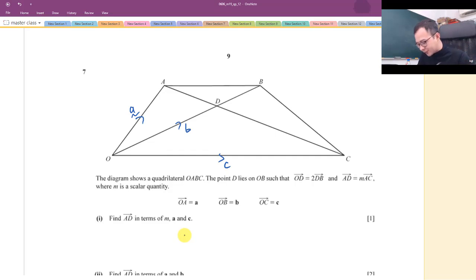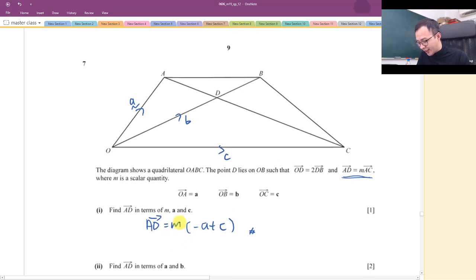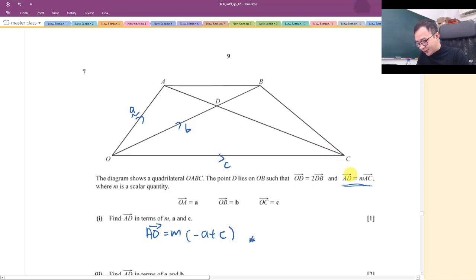So let me go into this question. Because they want M, the only M is over here, so therefore I have to do AD equals to M AC. AC basically is negative A plus C, right? Very straightforward. And AD in terms of A and B, this one doesn't say anything about M, so I need to go another way to find my AD.